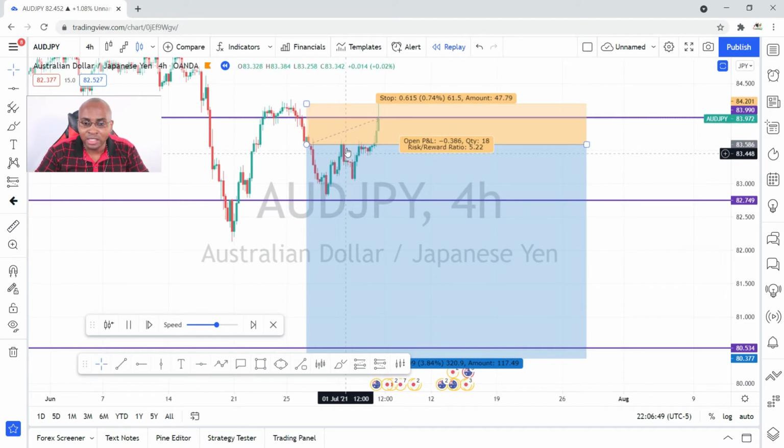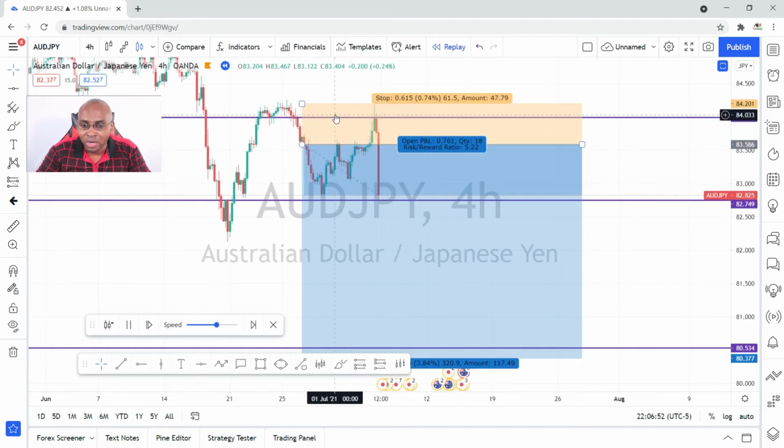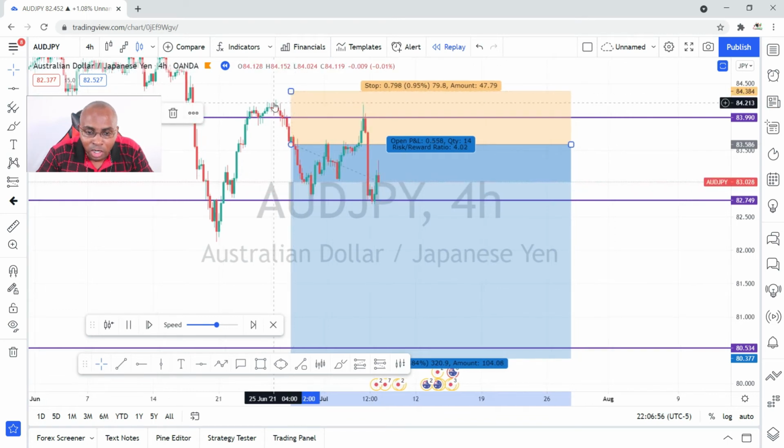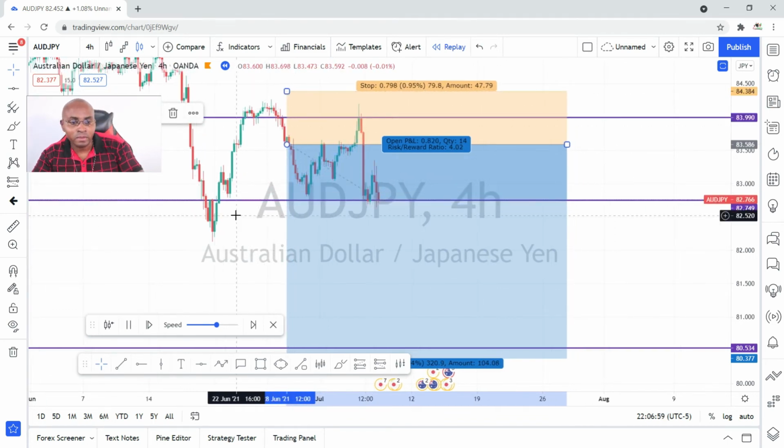So hope you guys learned something from this. See, my stop loss is gonna get touched right there. I didn't set it properly. Stop loss should be above these wicks right here.